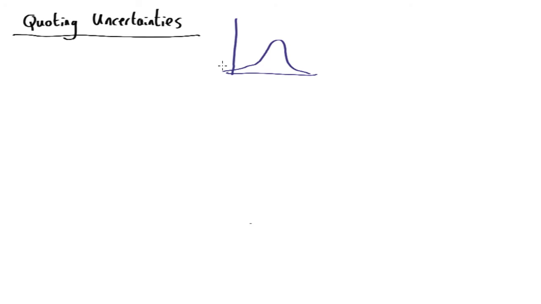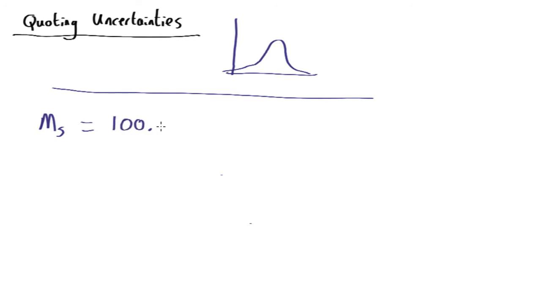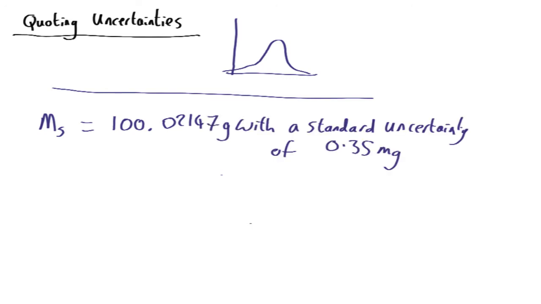And the GUM standard tells you there are 4 ways to quote it. So let's say we have some parameter ms. The first way you can quote it is, say, it's equal to whatever the value is, let's say 100.02147 with... So that's a bit of writing, you've had to write out the full thing, but it's perfectly clear, using a standard uncertainty, what the standard uncertainty is, what the value is.